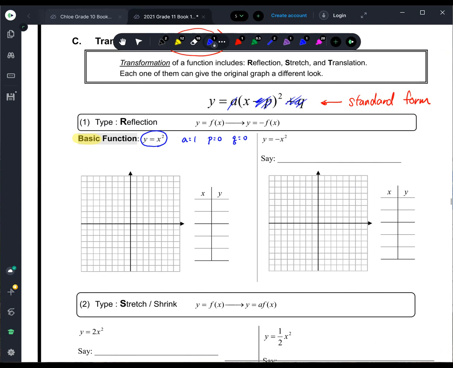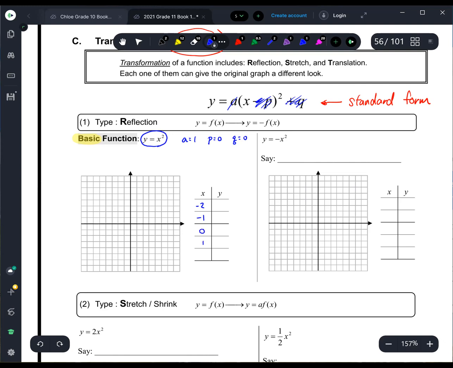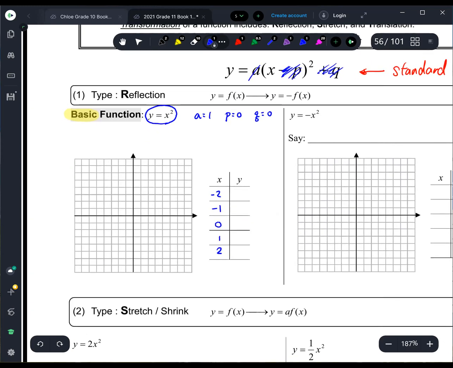So the best way to graph it is to make a table. We will have some negative numbers and a 0 and the positive numbers. So you plug it into our function here, our basic one, Y equals X squared. To find the Y, you need to square the X values. When you finish the table, please raise your hand. You square each of the X values.